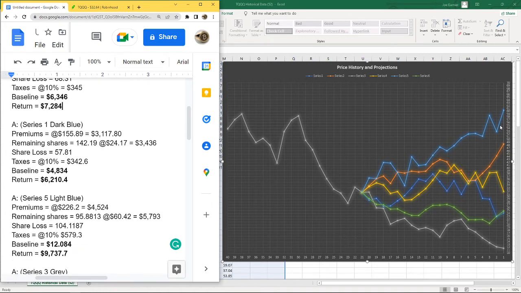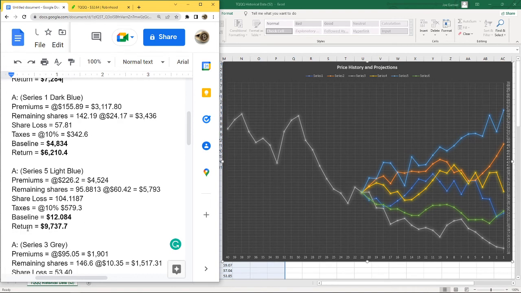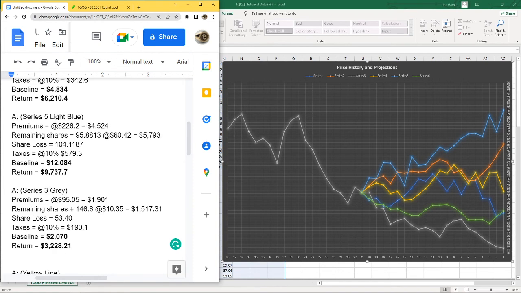Light blue, the most bullish scenario, resulted in a return of $9,737, which is a very good gain from the initial invested, but admittedly not as high as the baseline. When the market goes really bullish, you will be exercised out of your shares more quickly, but it also means that you're making a profit. So it's cool that the baseline outperformed here, but I'm fine. Yeah, anyway, I'm babbling at this point.